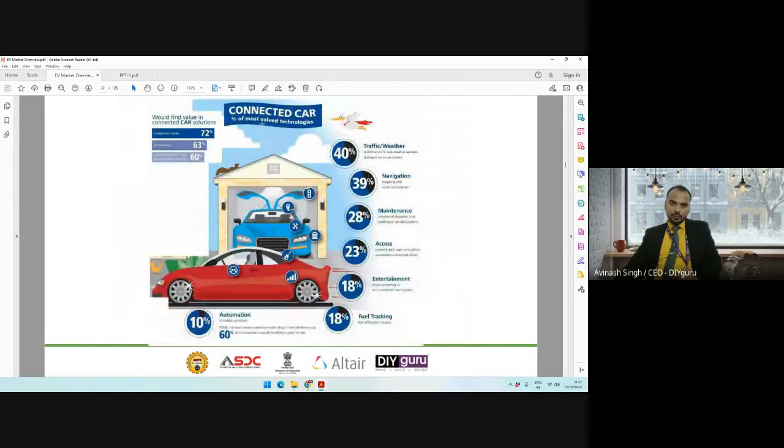When we talk about connected cars, these are some of the features of connected cars. They will tell you about traffic and weather, they will help you navigate, and they will help you in maintenance of your vehicle. अभी आगे क्या किस चीज में फॉल्ट आने वाली है, connected cars can tell you. Accessibility में आपको मदद कर सकते हैं, entertainment systems में they will help you, fuel tracking and all that can be done through a connected car. So these are some of the benefits of having a connected car.